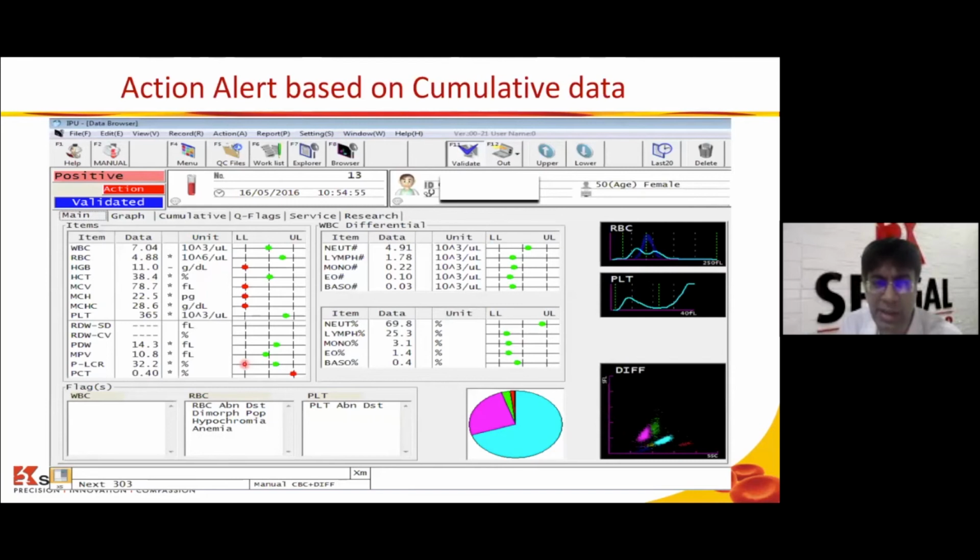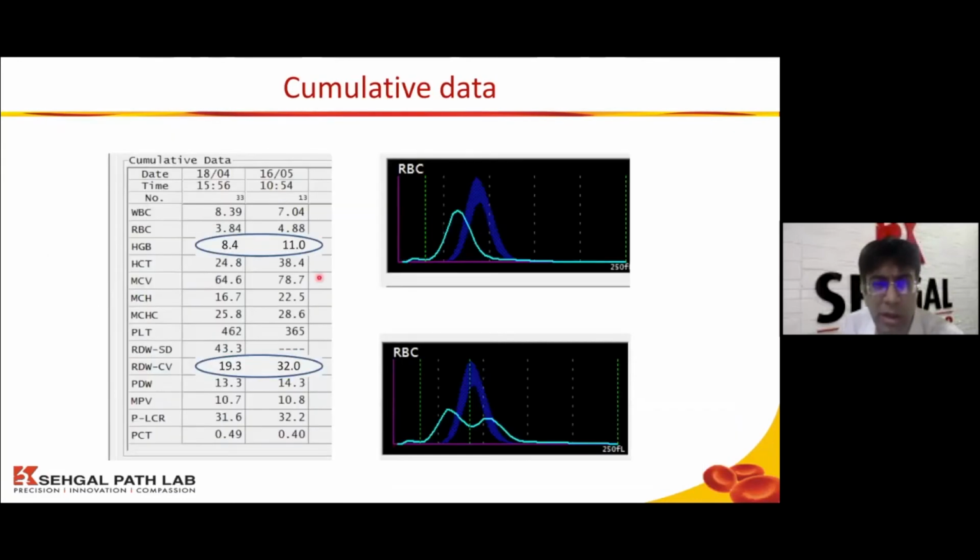Now let's discuss the delta check, and what this particular analyzer helps us with is that it gives us an action alert. Now the action alert in this analyzer is based on cumulative data, which is nothing but evaluating the delta check. So for this example, it gave an action alert. Okay, let us see the cumulative data. On this machine screen, and different analyzers will have different screens, you can see the main settings. Here there is a setting or a tab for the cumulative result.